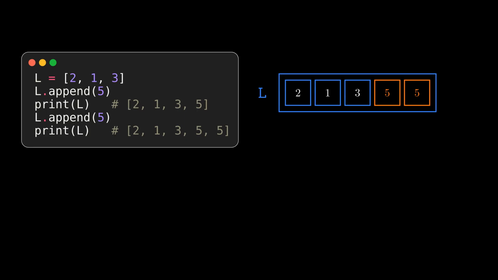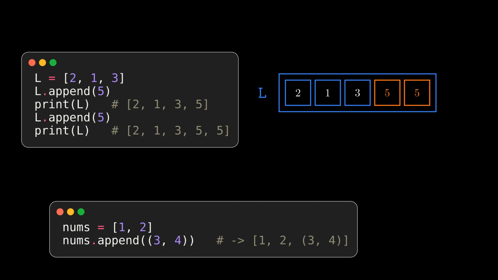One more rule: append adds exactly one thing at a time. If you want to add a tuple, that's allowed, but it goes in as a single item, one object that happens to hold several values.